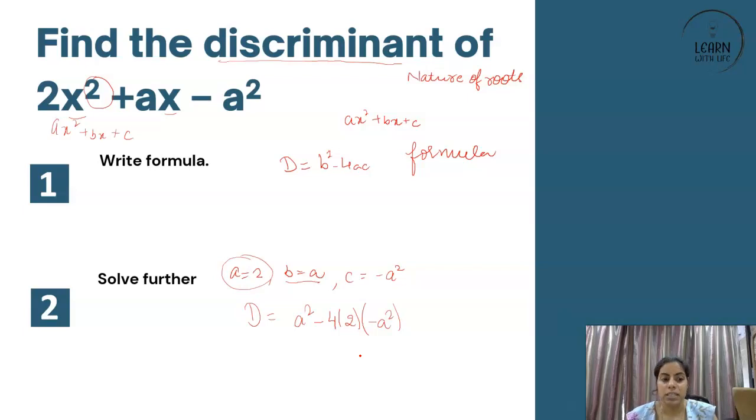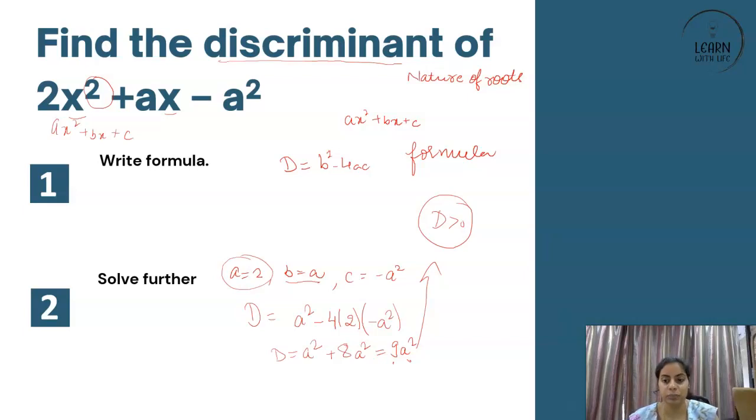Now, see. D is nothing but a square minus minus, that becomes plus. 4 twos become 8, and a square. Now this is nothing but 9a square, isn't it? 8a square plus a square, that means 8a square plus 1a square is 9a square. Now, tell me one thing. 9 is a positive number, right? a square is the square of a quantity. Even if a would have been negative, the square of a negative is also always positive. Square of positive is also positive. So does that not mean that your D will always come out to be greater than 0?